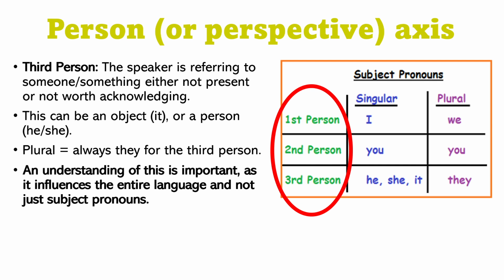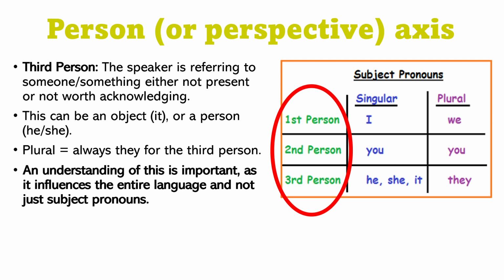So if you're saying, for example, "it is here," you could be talking about a book, a chair, a car, anything like that. You could also be talking about a person that isn't there, so you would say "he" or "she": "he isn't here," or "she's going there with me," that kind of thing. That is using those third-person pronouns.